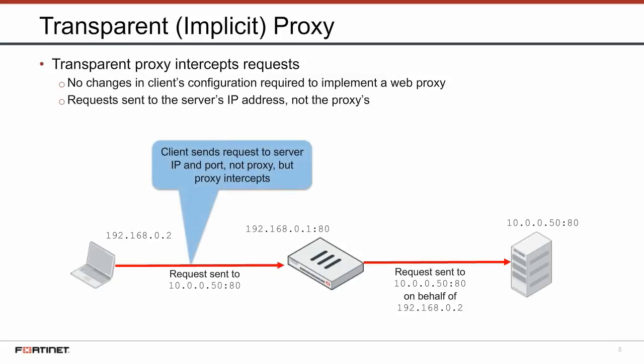A transparent web proxy does not require any configuration changes to the client's configuration. Clients continue to use the web, just like they would without a web proxy. Clients send requests to the web server's IP address and port number. The web proxy intercepts the client's requests transparently, that is, at the IP layer. The destination address doesn't change.